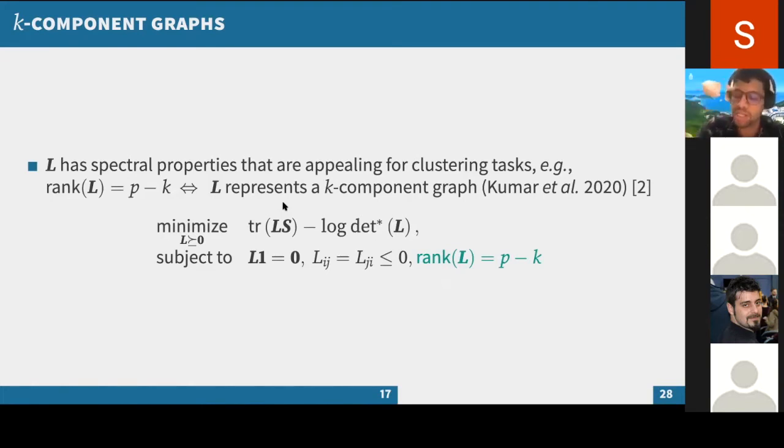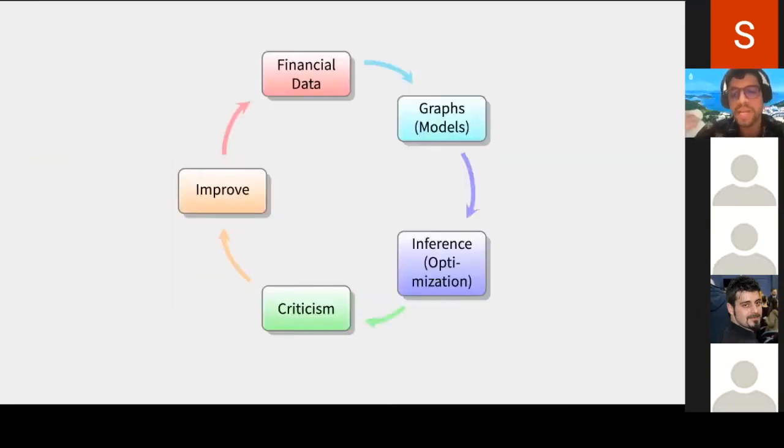More often than not, people resort to approximations of the rank constraint and so on. But I'm not going to dive into these mathematical details here. So we've seen a little bit of the optimization problems that people have considered in the literature. Now let's see how they perform in practice, and whether we can draw any criticism towards the estimated models, and then possibly improve on those models.